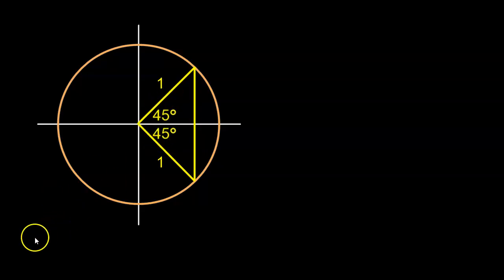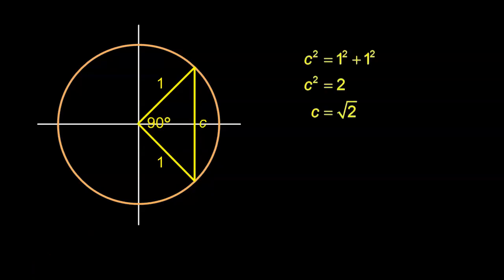So 45, 45 is 90, so I've got a 90-degree triangle there with shorter lengths, 1 each. Okay, so let's call the unknown side or the hypotenuse C, and as you know, you can use the Pythagorean theorem to determine the length of that hypotenuse, and it turns out to be root 2.